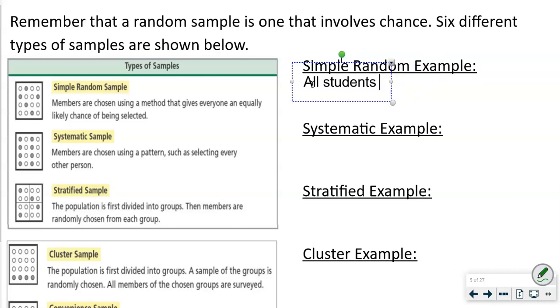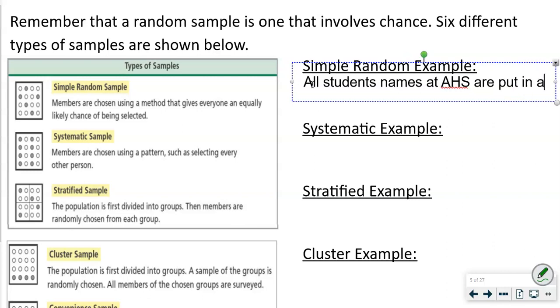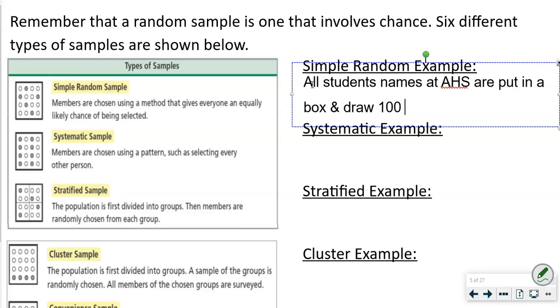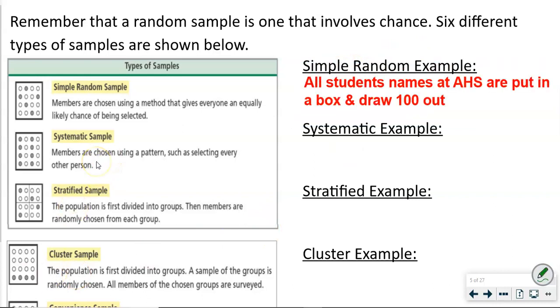Actually, let's say all students' names at AHS are put in a box, and it'd be great if I could spell, huh? Drawn. And we draw 100 out, okay? So the next one over here is called systematic sample.